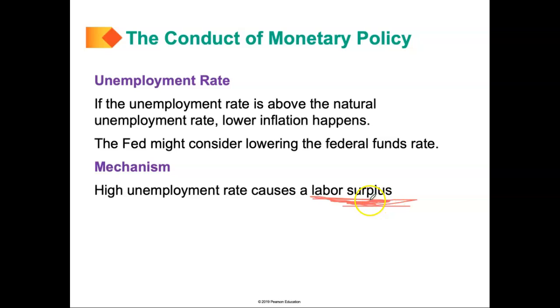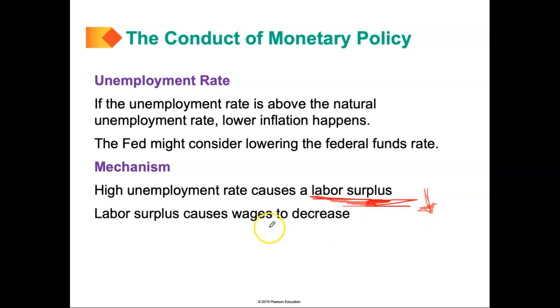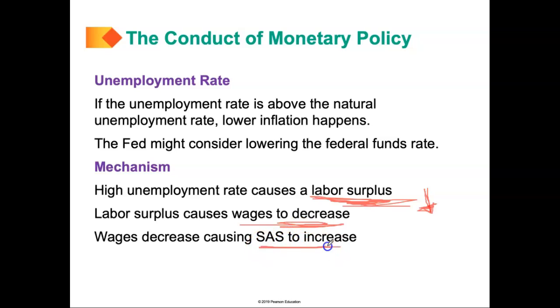Now, every time there's a labor surplus, or every time there's a surplus in the market, eventually prices will have to decrease. We'll learn this in chapter 3. So the labor surplus will cause wages to eventually decrease. When wages decrease, this will cause the short-run aggregate supply curve to increase. So we have the short-run aggregate supply curve over here, the AD curve over here, the price level over here, and GDP over here. Your short-run aggregate supply increases because it's less costly to produce, so people produce more goods and services. Their price level will decrease.